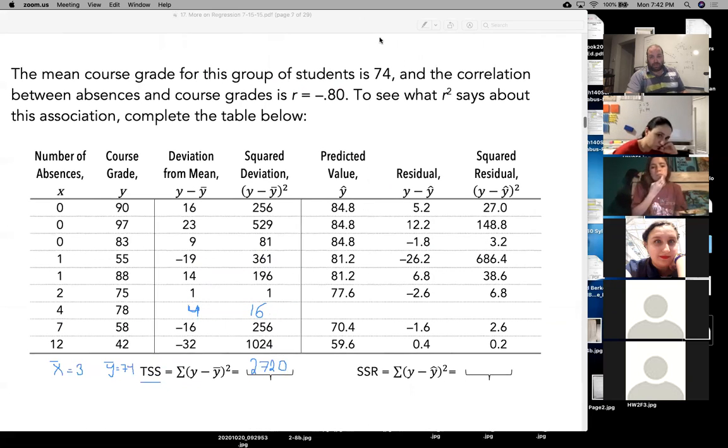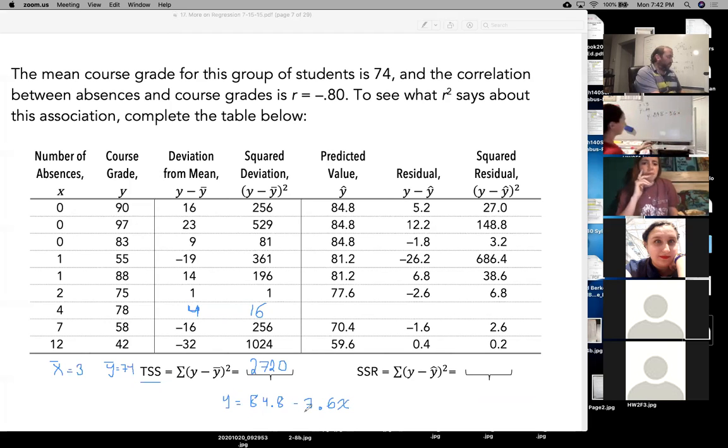84.8. So you want to write that down? 84.8. So y equals, I forgot already. Was it 84.8? Yeah. Minus what? 3.6x. Okay.